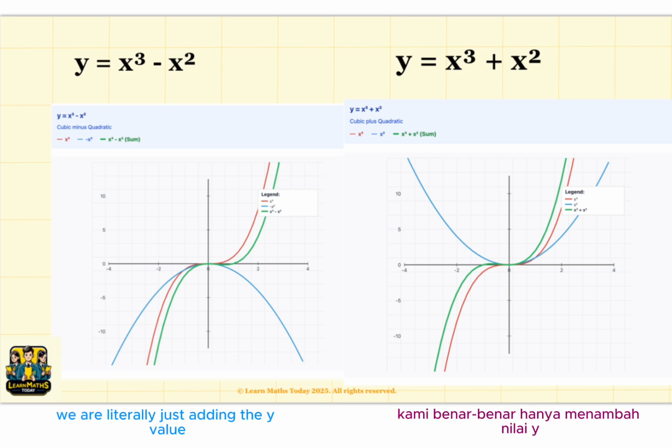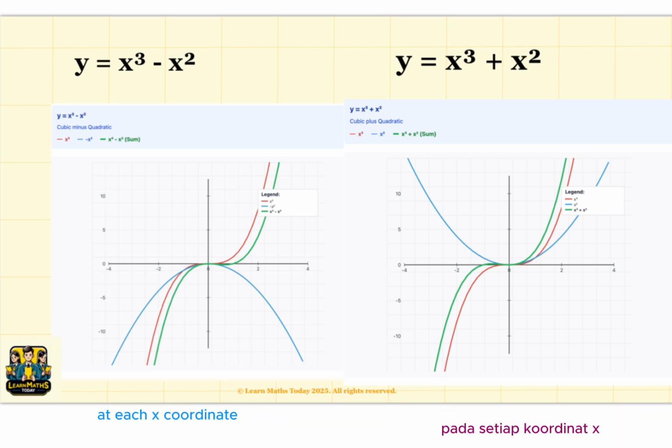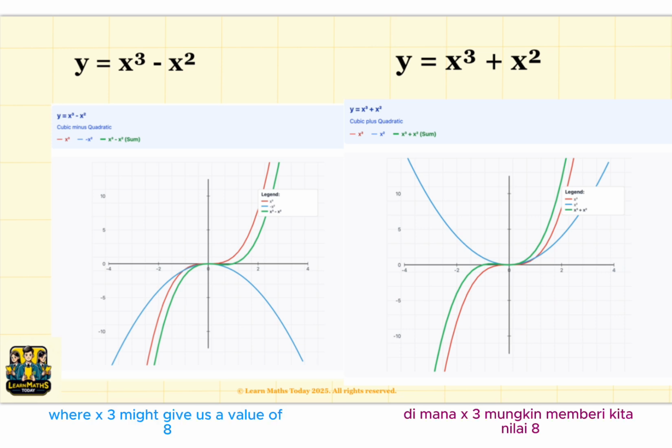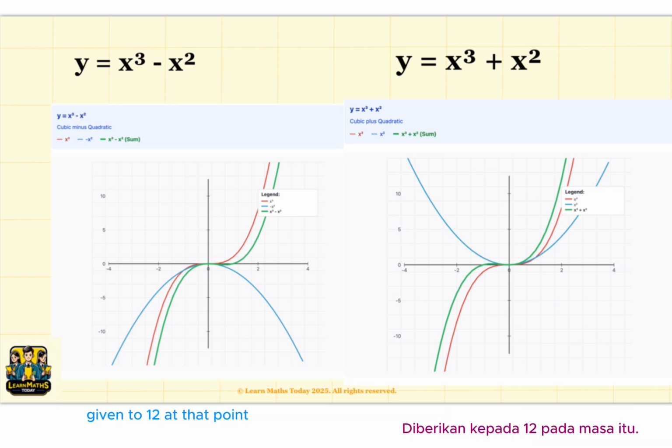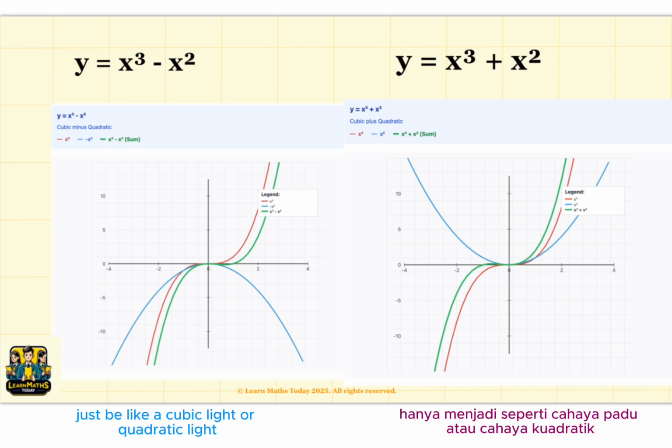Notice when we add functions, we are literally just adding the y values at each x coordinate. Where x cubed might give us a value of 8 and x squared might give us a 4, the sum will give us x cubed plus x squared equals 12 at that point. So this interaction between terms can create unexpected behavior. The sum might not just be like a cubic or a quadratic.